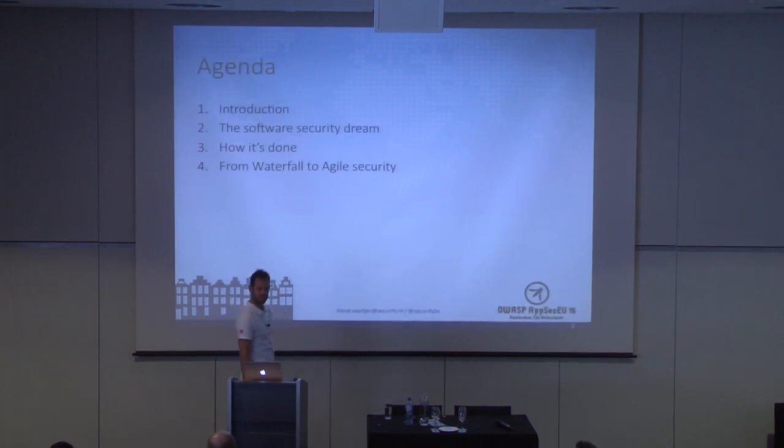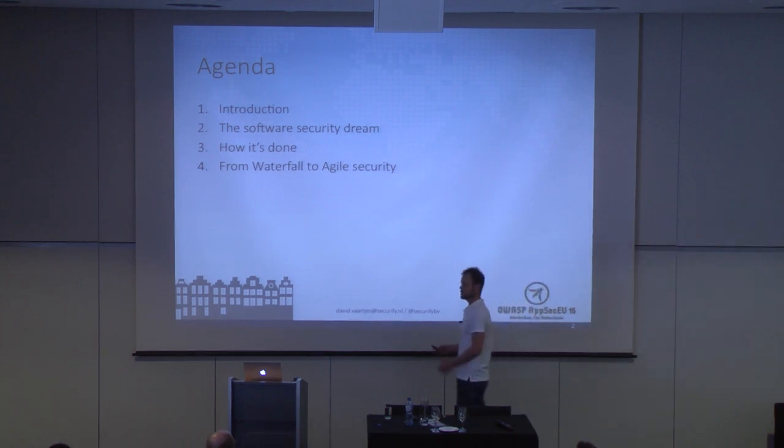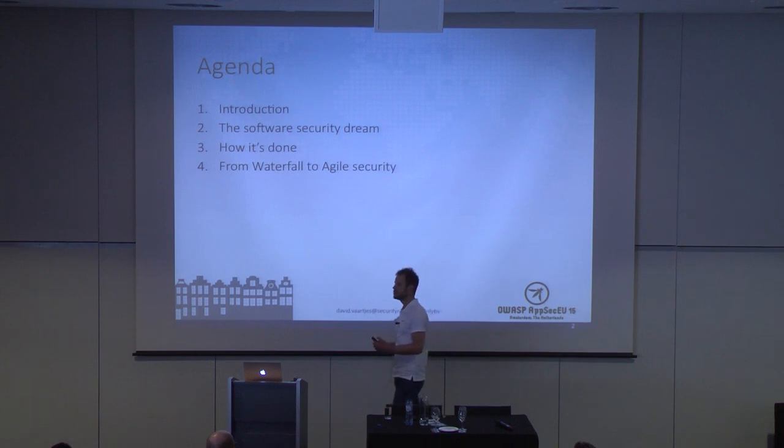So for the agenda for today, we'll start off with an introduction so you have an idea who I am and what my background is. Then I would like to touch on the software security dream, this perfect security which we have been preaching for about 10 years, but we still seem not to get very right at the moment. I want to compare this with how I see software security being done a lot of times, just to set some markers which we can refer back to throughout the talk to compare how we are doing with agile security testing and if we are making progress and maybe even approaching this perfect software dream we have.